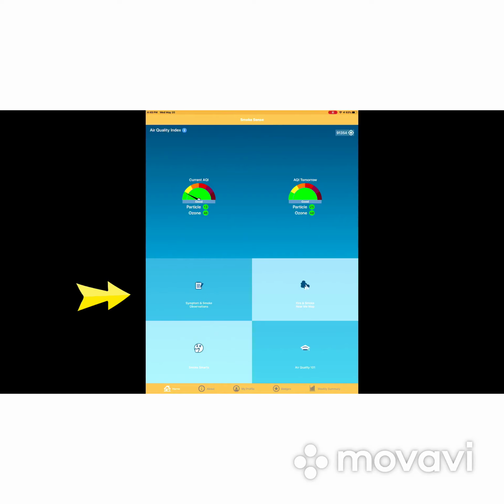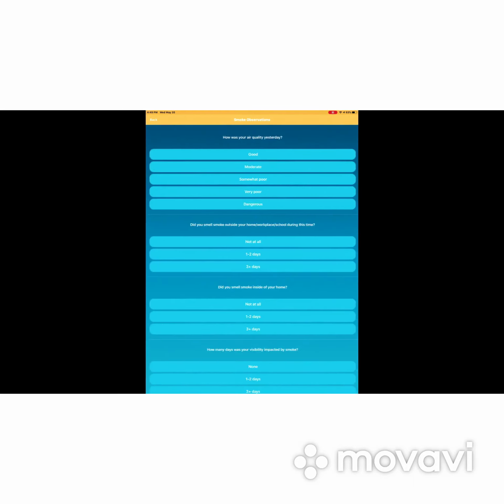The top left square, symptom and smoke observations, is where the EPA is asking citizen scientists to report any smoke they see in their neighborhood. They're not firefighters, but they're just interested in the effects of smoke on health. So if you have a smoke observation, you say yes, and then you answer a few questions about the smoke you've seen or smelled. If you don't have any observations, they just want to know what your air was like yesterday, which I think was pretty good, so I'm going to keep it at good and save that.